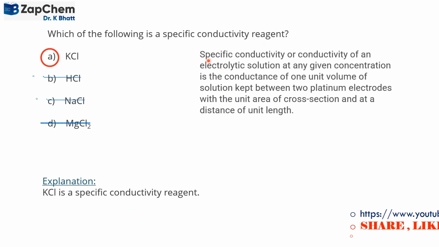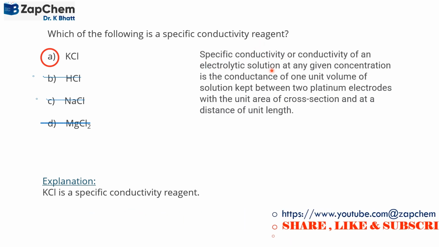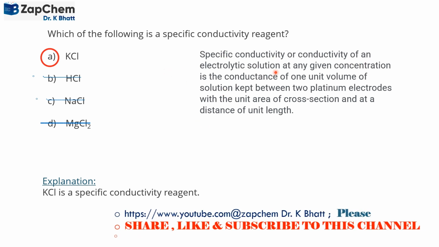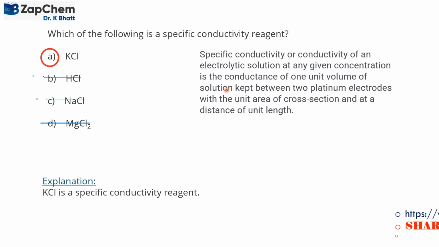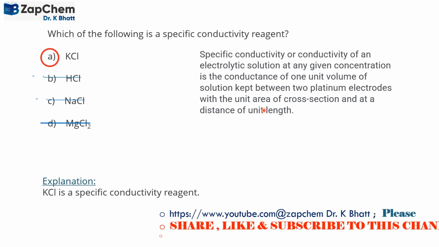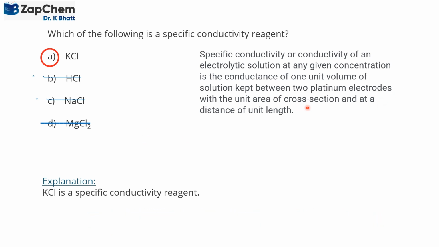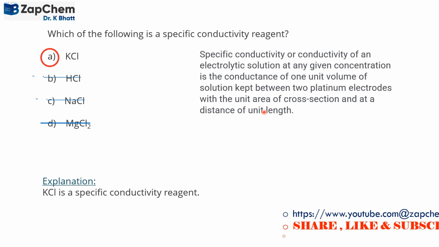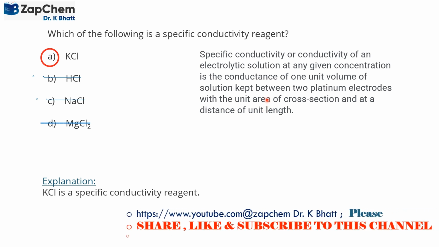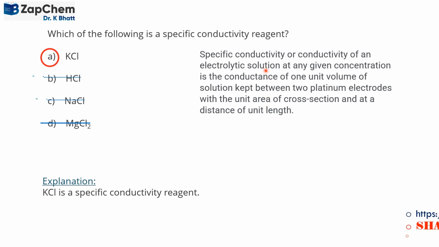And therefore, we must know what the specific conductivity is. The specific conductivity or conductivity of an electrolyte solution at a given concentration is the conductance of 1 unit volume of a solution kept between two platinum electrodes with unit area of cross section and at a distance of unit length. The area should also be unity and the distance between the two electrodes should also be unity. Now let us take up the next question.